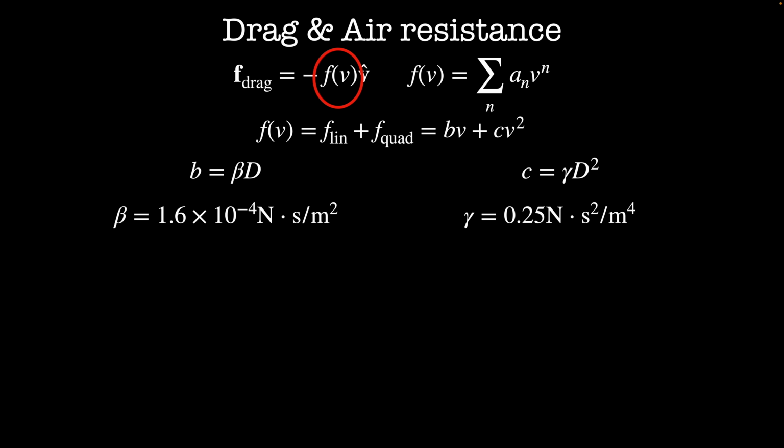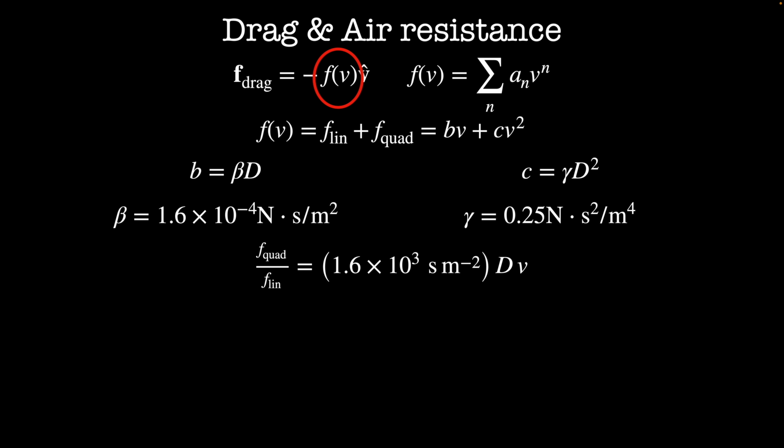So how do we know if a particular system is dominated by linear air resistance, quadratic air resistance, or both? We can do this by looking at the ratio between the two terms. F quadratic divided by F linear is equal to 1.6 times 10 to the third seconds per meter squared times the diameter of the object times its velocity. Thus, if this dimensionless quantity is very small, linear drag dominates, and vice versa.